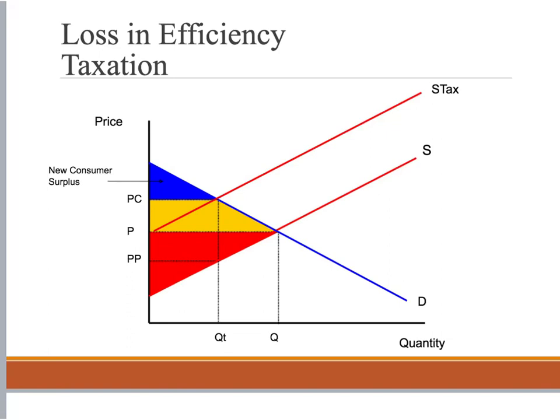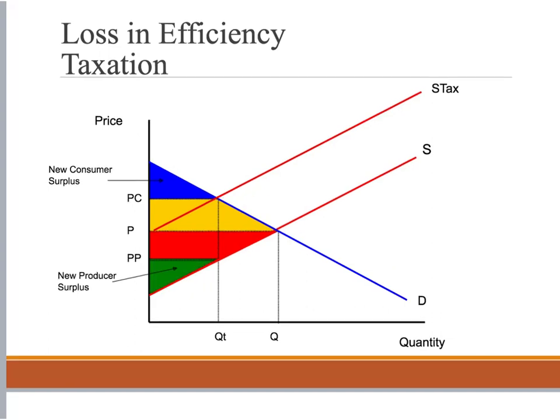PC then represents the price that the consumer must pay, because the producer also somewhat is responsible for paying the value of the tax. Producer surplus will decline as well, as producer surplus is defined as the area below the price and above the supply line. Because the price the producer receives has changed, so too has the producer surplus, or the producer's profits.